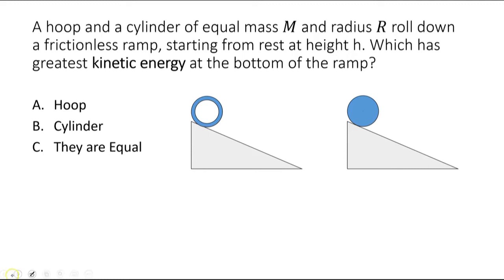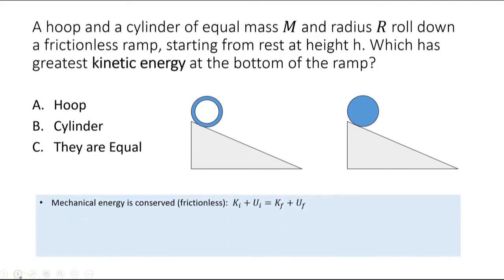Okay, so to answer this question, I would be thinking about conservation of mechanical energy. Here we know that we have a frictionless ramp, which means that K initial plus U initial is going to be equal to K final plus U final. Here we don't have any springs, so in terms of potential energy, we're just going to be thinking about gravitational potential energy. Ultimately, we're going to want to think about both rotational and translational kinetic energy, but here we're just thinking about the total kinetic energy K.